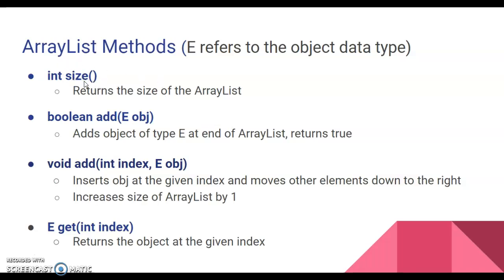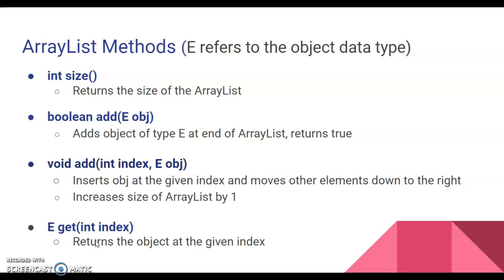This is different than the dot length that we use with arrays. We can add any object that you want. You'll notice that this returns whether that was successfully added or not. Then we can add elements inside of an array, so squeeze them in between other elements, where we say this is the index that I'd like this object to go to. All the other objects will make room and scoot down. It will grow in size by 1.